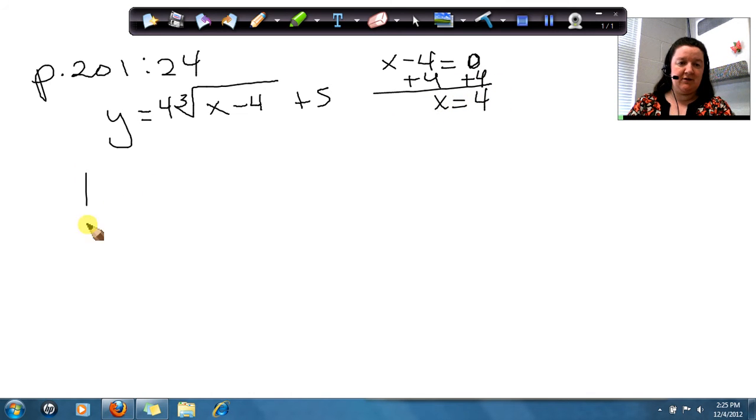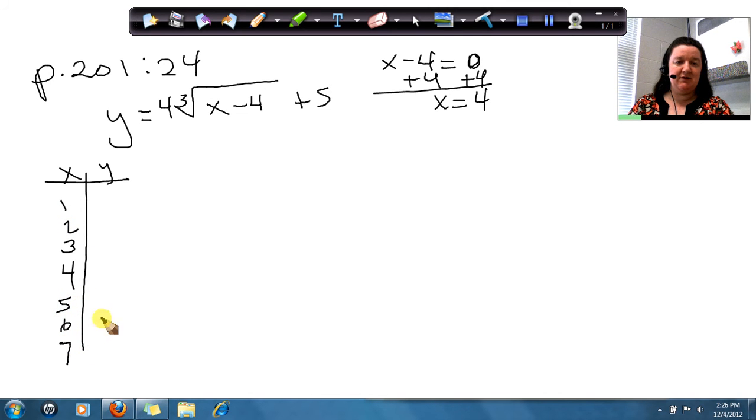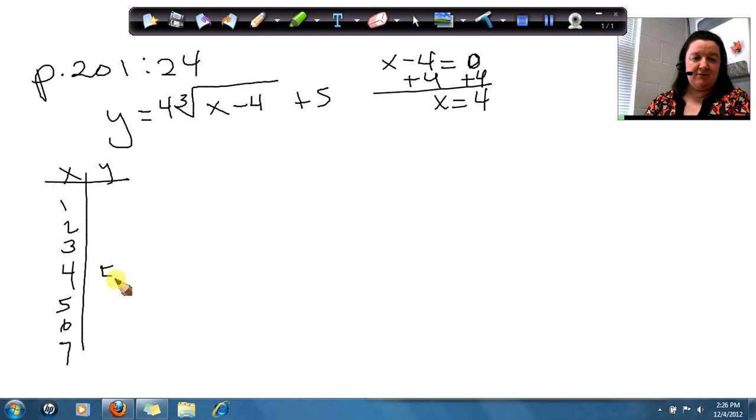So we're going to make our table of data, x and y with 4 in the middle. We're going to go smaller, 3, 2, 1. Go bigger, 5, 6, 7. So let's plug our numbers in. If I plug in a 4, that's going to be the easiest one because that's going to give me 0, and 4 times 0 would give me 0, plus 5 is 5.